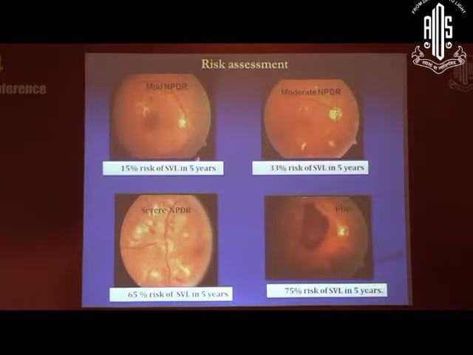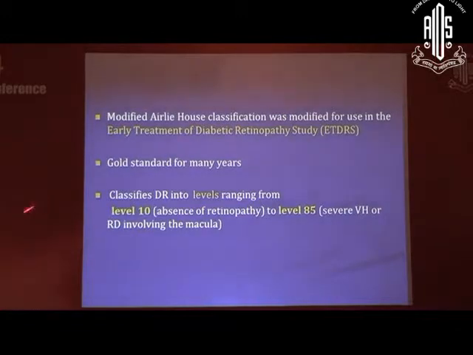As we know, severe visual loss can be predicted from stage to stage of retinopathy, depending upon what stage of retinopathy is there. For example, in a mild NPDR there is a 15% risk of severe visual loss, while in a PDR there is almost a 75% risk of severe visual loss in 5 years. So we still consider the ETDRS one of the gold standards. As I told, there are levels which range from level 10 to level 85 on an ETDRS.